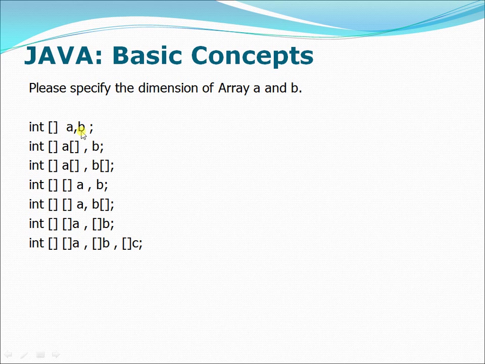B, how many dimensions? Tell me. 0 dimension, 1 or 2. 2 is not, so 2 is not there. 0 or 1? 0 or 1?